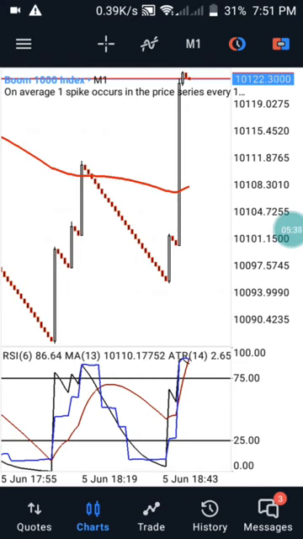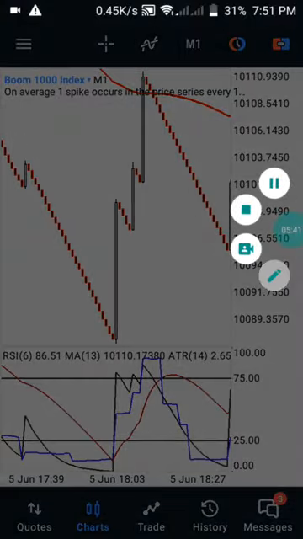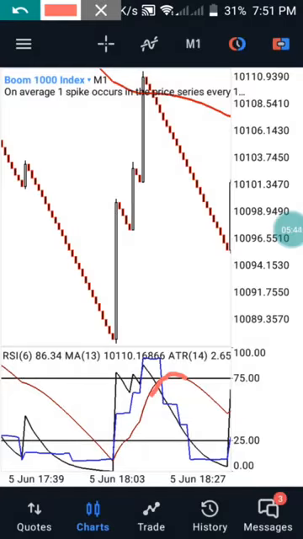So what you are going to be looking at is anytime it is crossing above the 75 level, that's your first confirmation. The second confirmation is when your black 9, which is your relative strength index, is also above the 75 level. There's always this cross between the black 9 and the red 9 that are going to be crossing each other on the 75 level. So anytime they cross each other on the 75 level, that is the right time for you to enter a sell entry on Boom 1000 1 minute time frames.